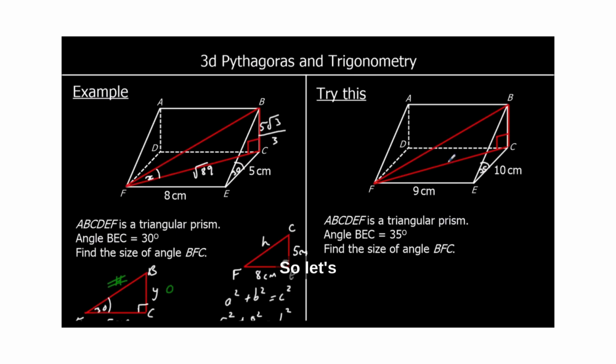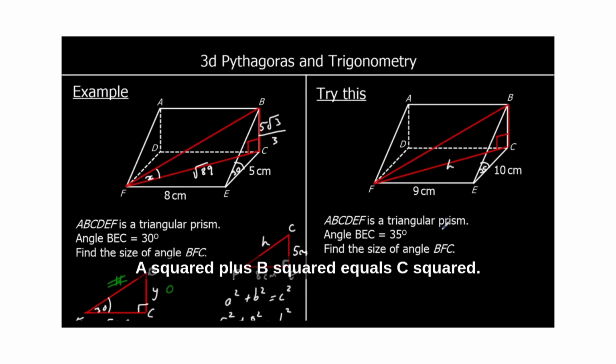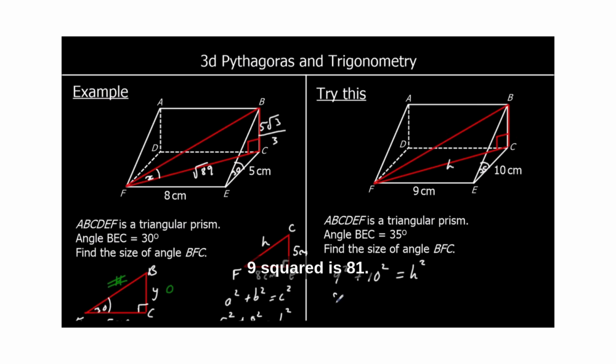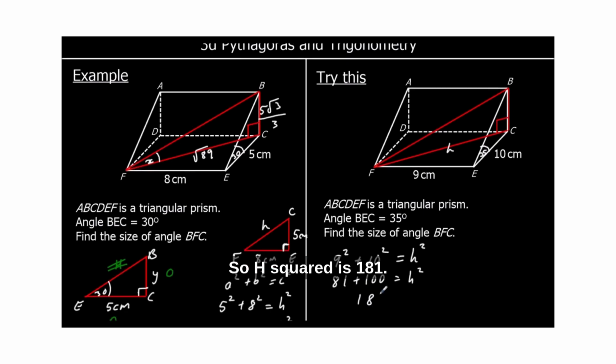So let's calculate FC, so using Pythagoras, a squared plus b squared equals c squared. So 9 squared plus 10 squared equals h squared. 9 squared is 81, 10 squared is 100. So h squared is 181, so h is the square root of 181. So that's F to C.